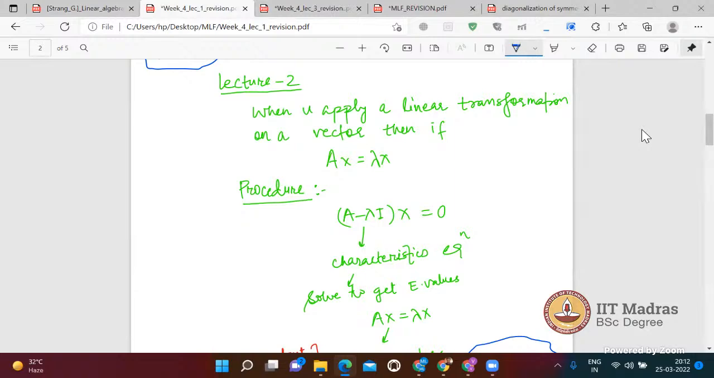This Ax is what? Simply, in calculus, if you have a function f(x), you put in an x value and you get y, so y is equal to f(x). Here also you are just transforming the vector by multiplying it with the matrix A, and then you get another vector.